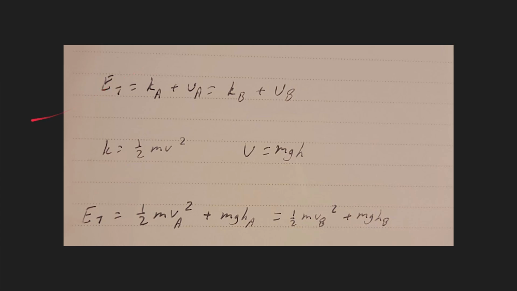So here, we're going to expand out our formulas. Kinetic energy is equal to 1/2 mass times velocity squared. The potential energy is equal to mass times gravity times height. And here we just have it expanded outwards. The A for VA, that's the velocity at point A. HA, height at point A. VB, of course, velocity at point B. HB, height at point B.